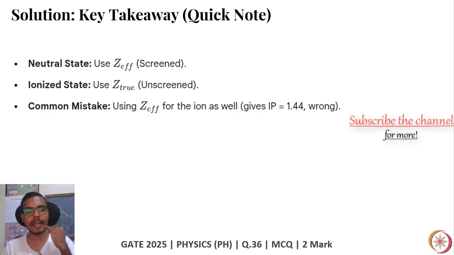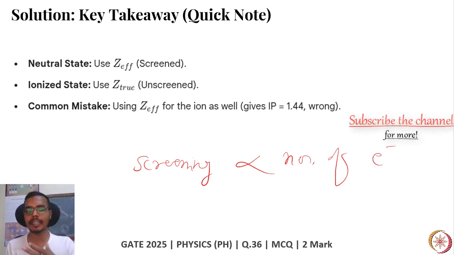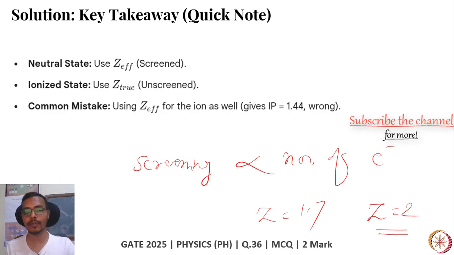So let us look at a key takeaway here, which is to remember that screening depends on the number of electrons. In the neutral atom, electrons screen each other, so therefore Z was 1.7. Once you ionize it, the remaining electron sees the bare nucleus, so Z equals 2. So don't forget to update your Z value for the final state. That's quite important.